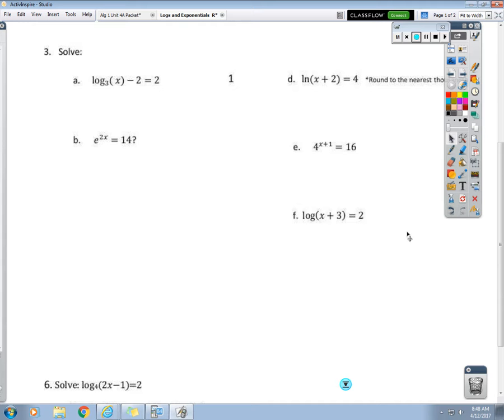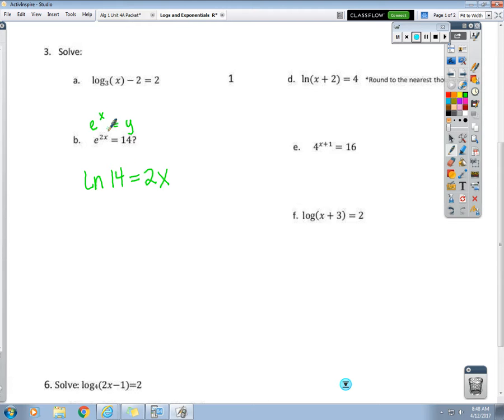E to the 2x equals 14. Okay, so this one is an exponential form, but it's a natural log because your base is e. See on the whiteboard that e to the x equals y? That's the form this one's in. Okay, but we want x by itself, and if you look over, when it's rewritten as a natural log, isn't x by itself ln of y equals x? So won't that just be ln of 14 equals 2x?